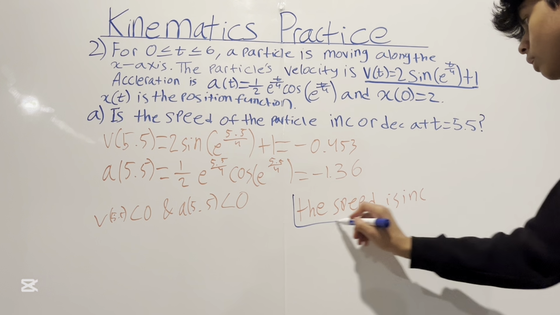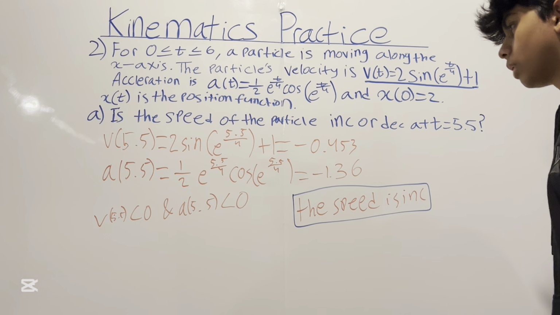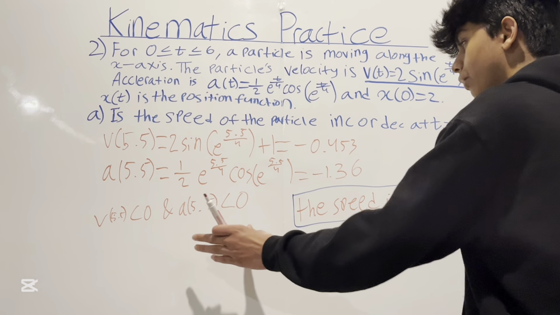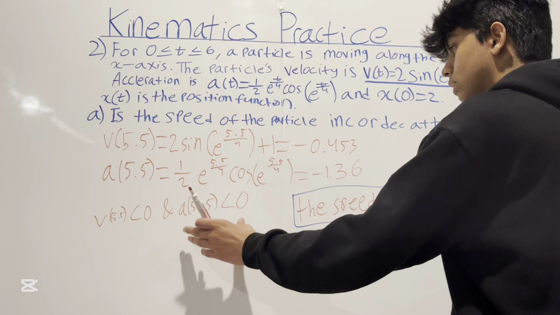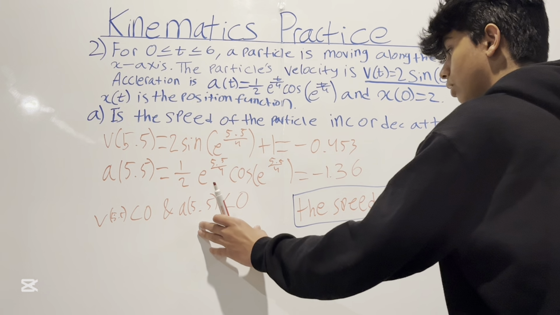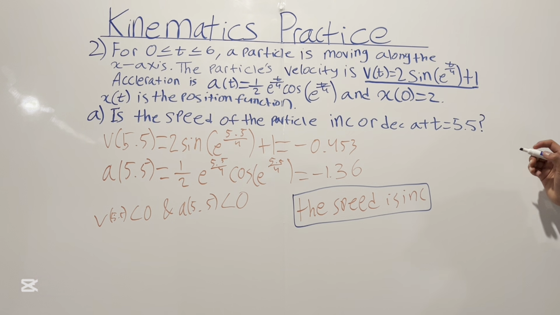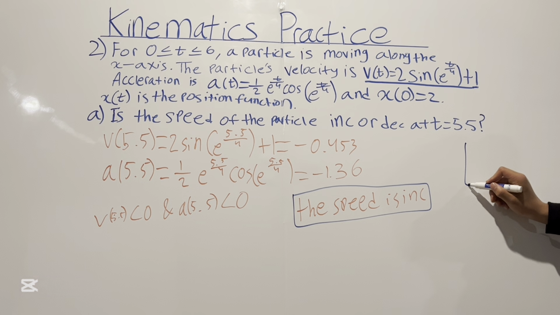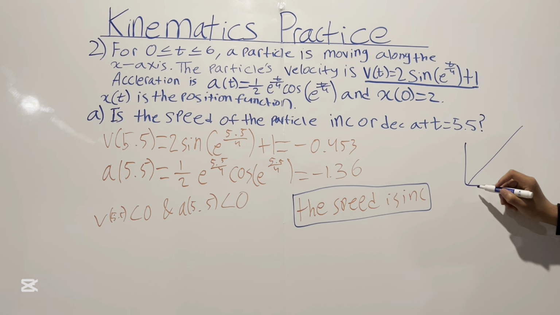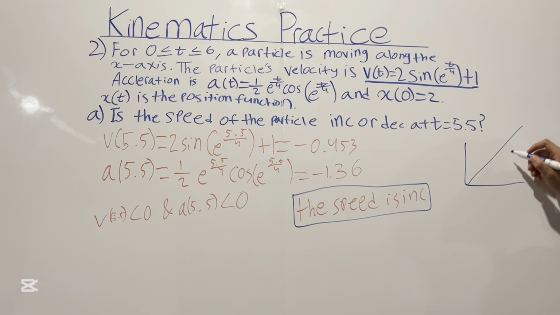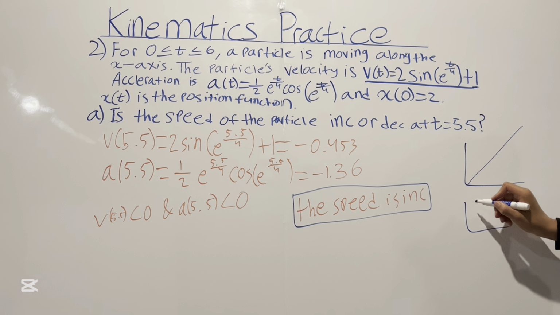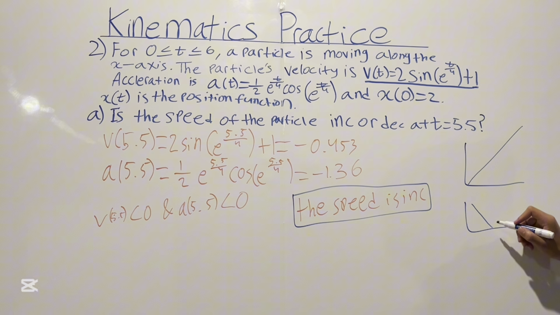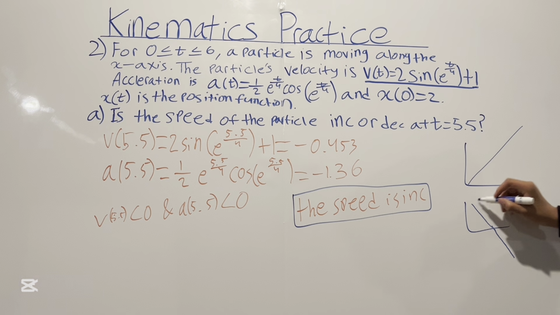So in a case where the velocity and acceleration are different signs, that means the speed is decreasing. And what that looks like, if we just have a graph here, if the speed is increasing, the graph is going to be moving away from the x-axis, and if the speed is decreasing, then we're going to be moving closer to the x-axis. And then if we cross it, and we're going to be moving away from the x-axis, here the speed is increasing, here the speed is decreasing.